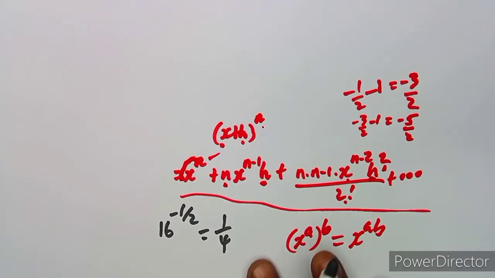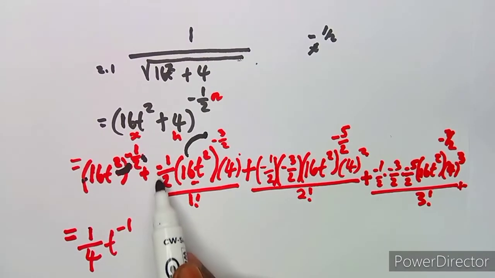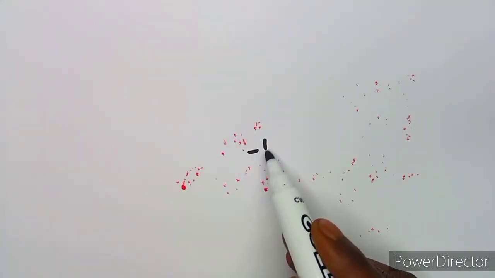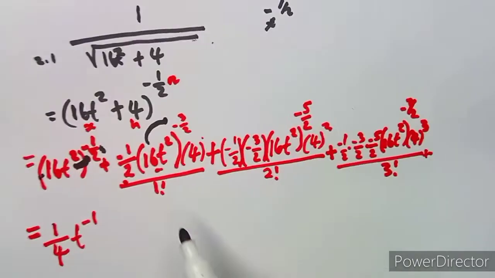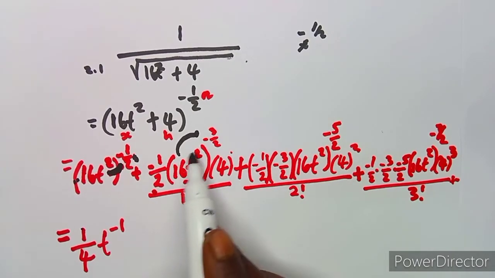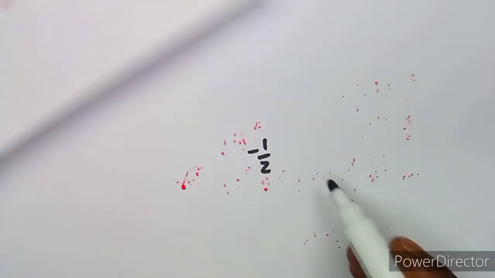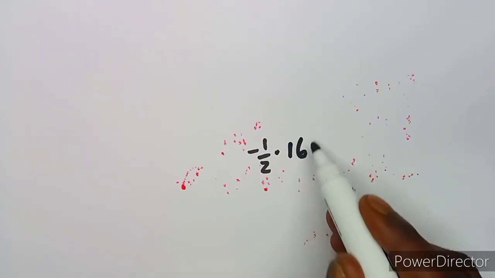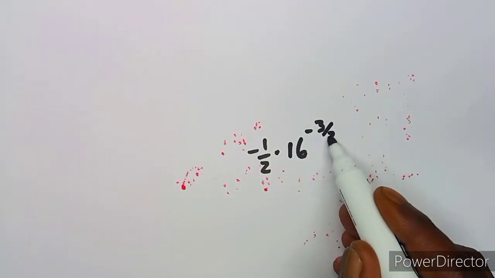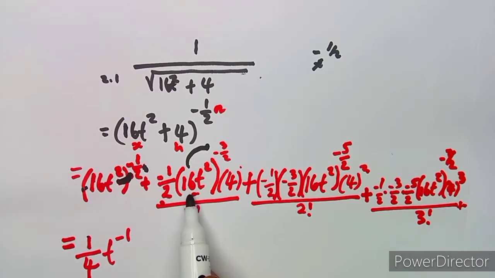On your calculator, this is how your calculator is supposed to display: minus half, like this. Okay. Times 16 to the exponent of minus 3 over 2. So it's times 16 to the exponent of minus 3 over 2, like this. We are done with this 16.